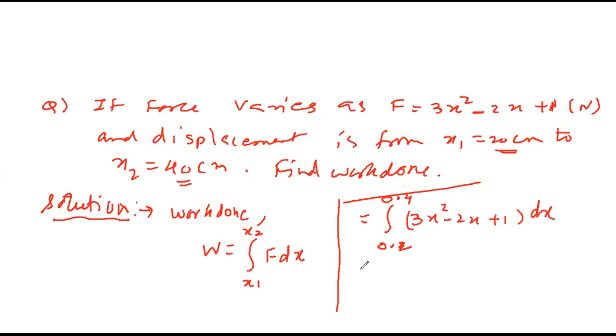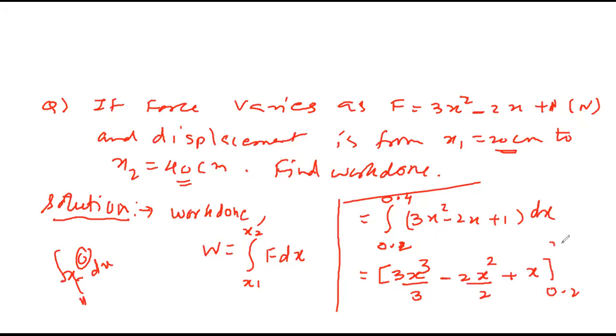Now it is maths. The integration of 3x square is 3 x raised to 3 upon 3. So increase the power by 1, divide by the same power. For 2x, what is the power of x here? 1. Increase by 1, it will become 2 upon 2. 1 is without any x, so I can think of it as x raised to 0. So the power 0 increased by 1, it will be just x, from 0.2 to 0.4.